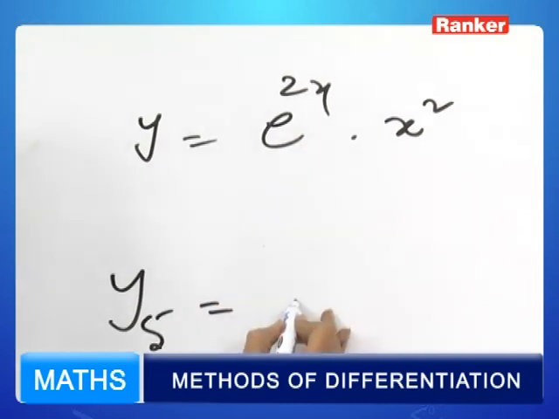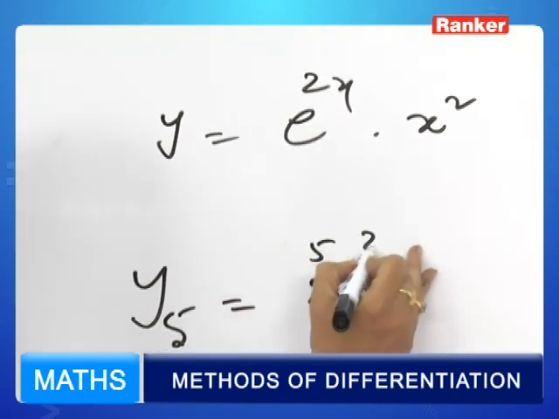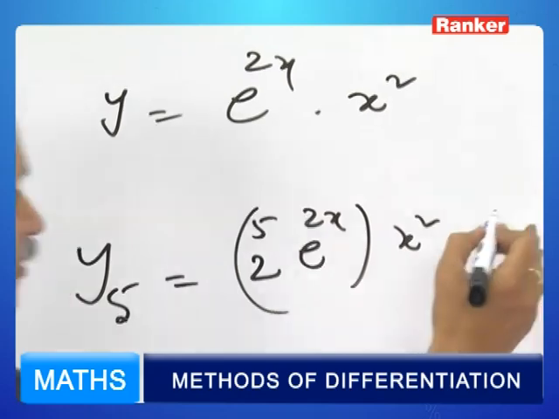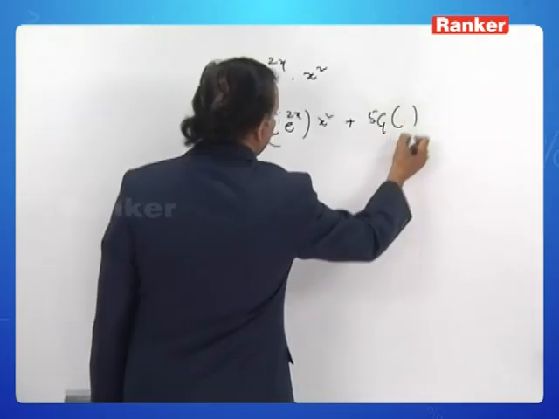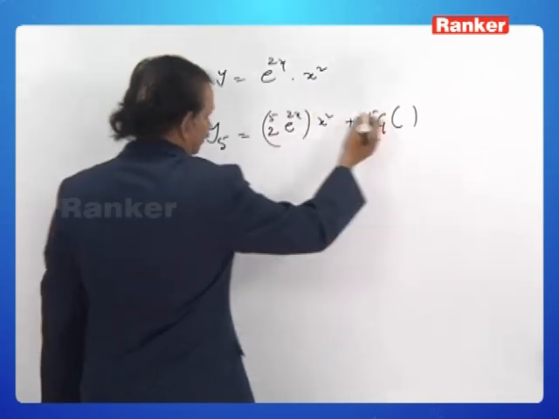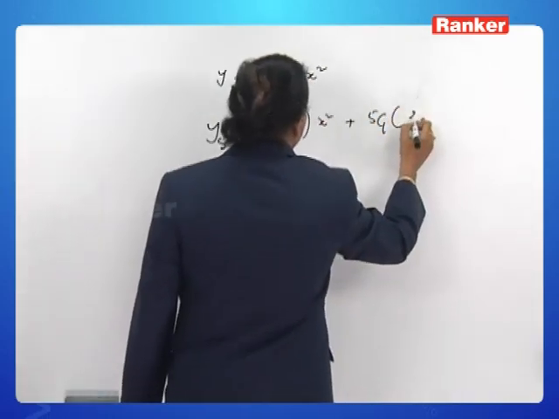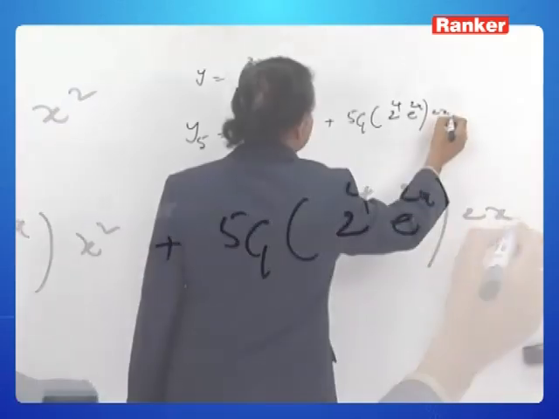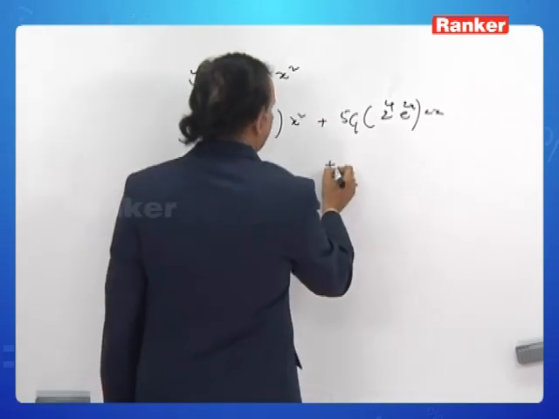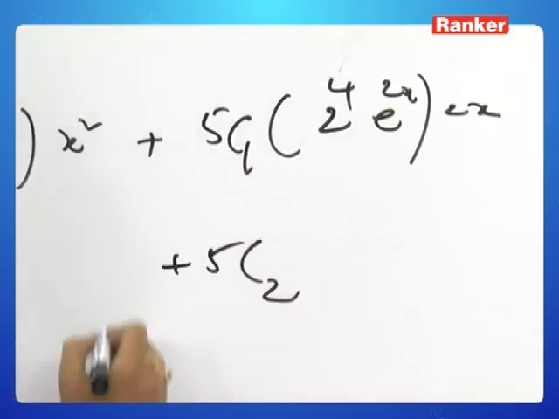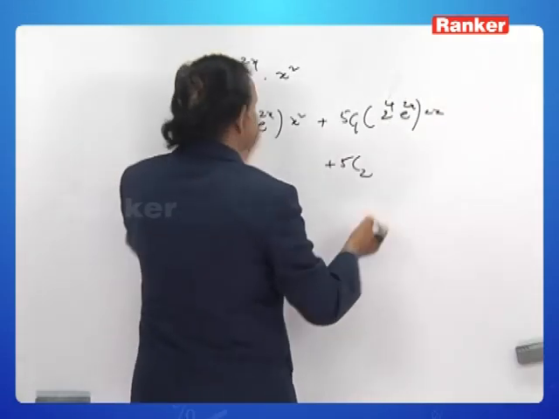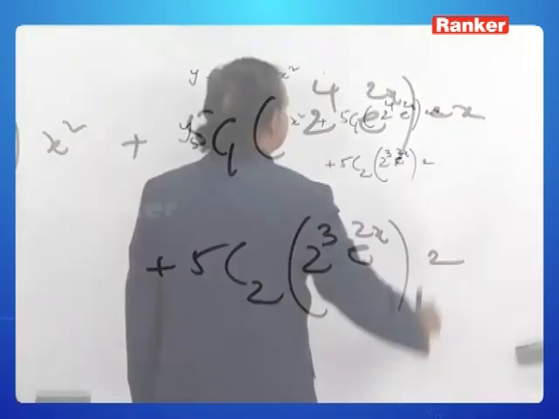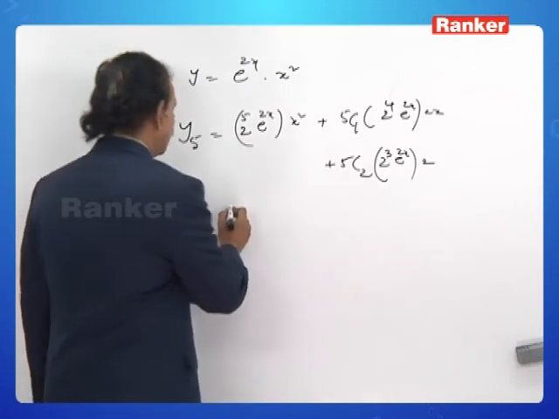The fifth derivative of e^(2x) is 2^5 into e^(2x) into x squared, plus 5C1 into the fourth derivative of e^(2x), which is 2^4 into e^(2x), into the derivative of x squared, which is 2x. Next, 5C2 into the third derivative, that is 2^3 into e^(2x), into the second derivative of x squared, which is 2. That's all.